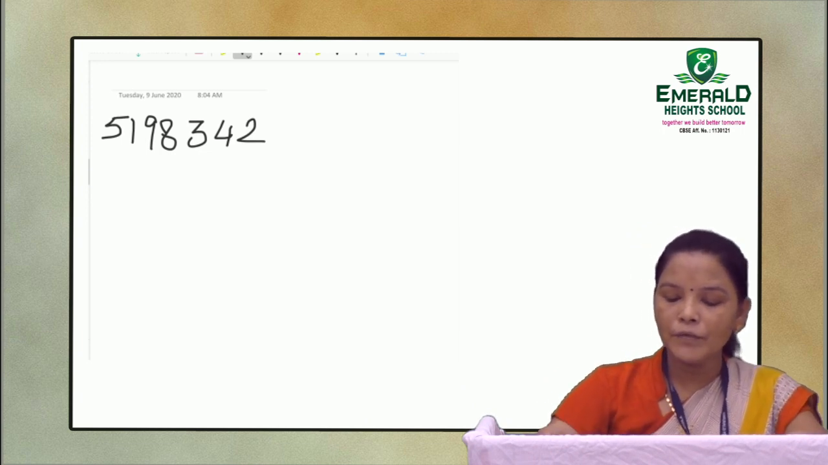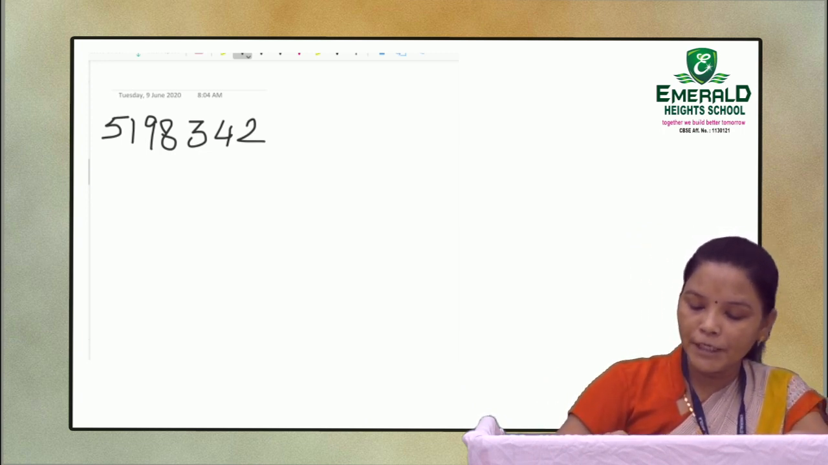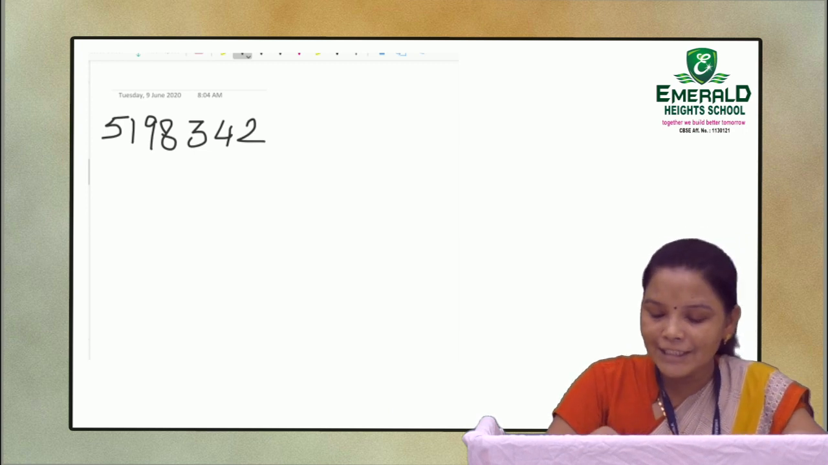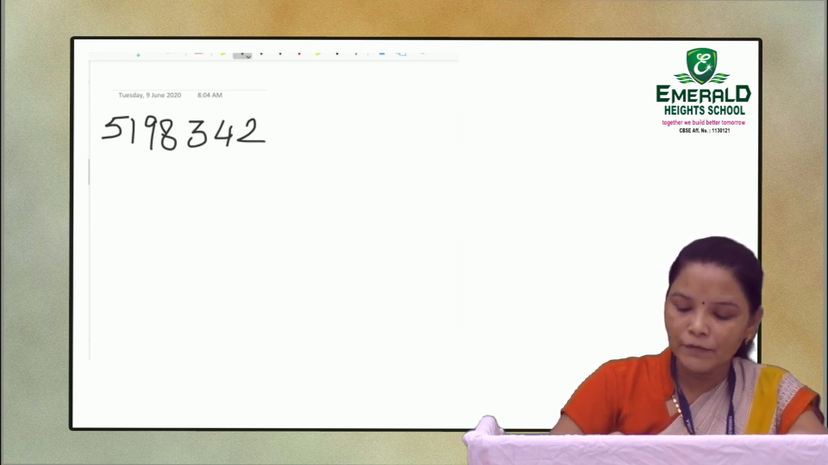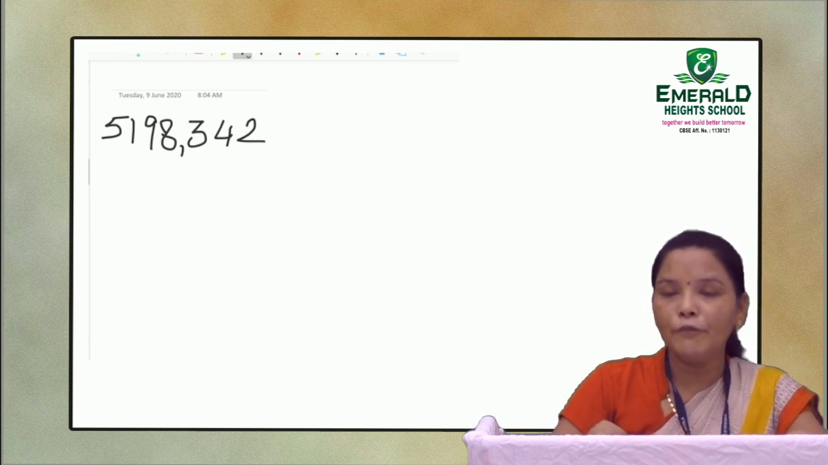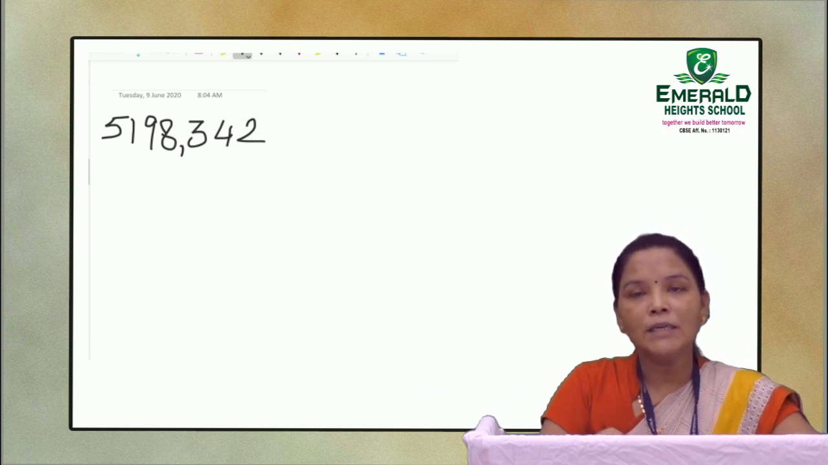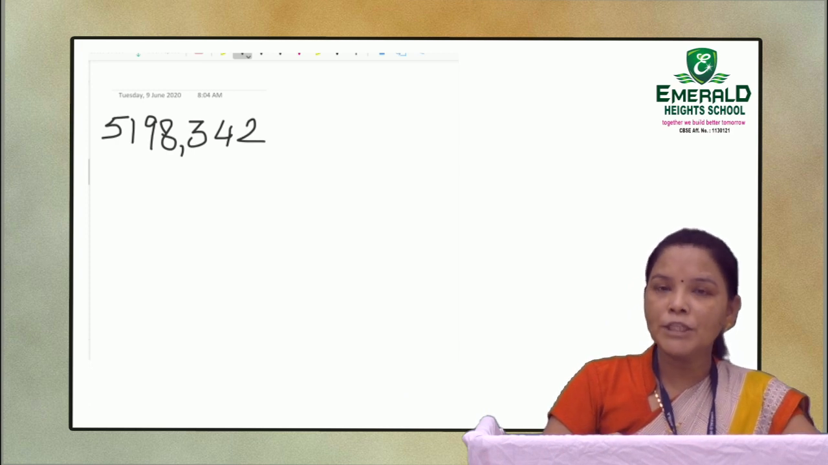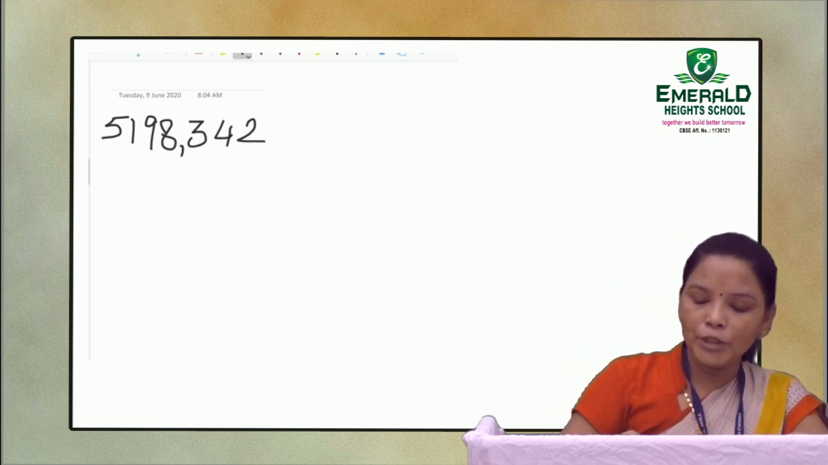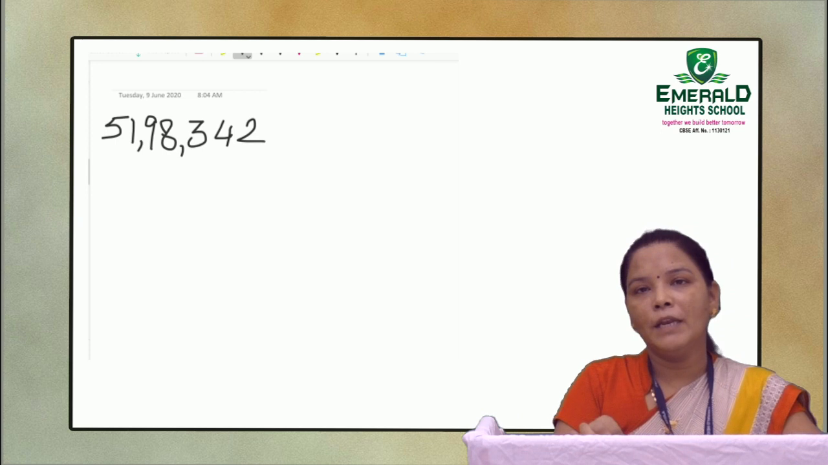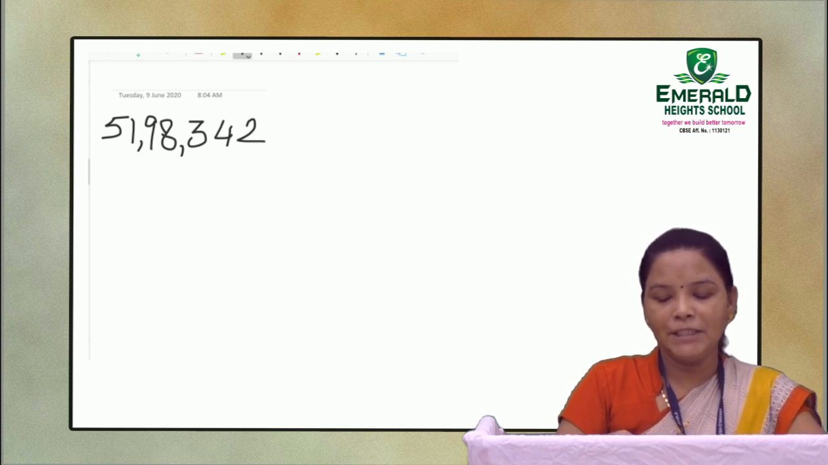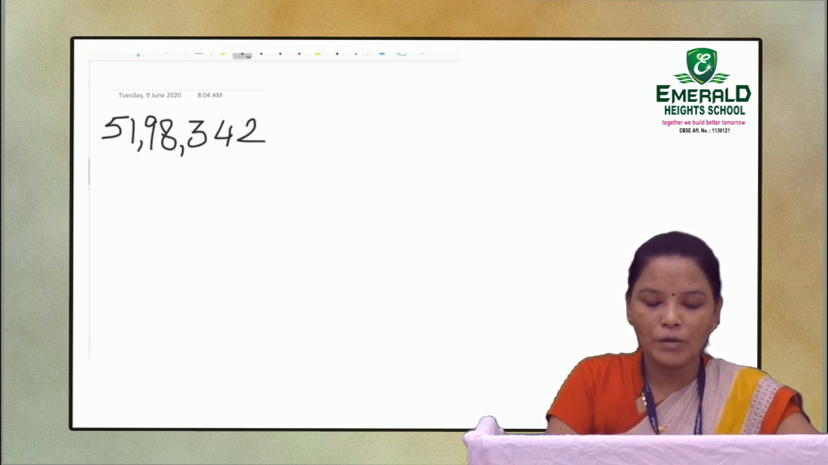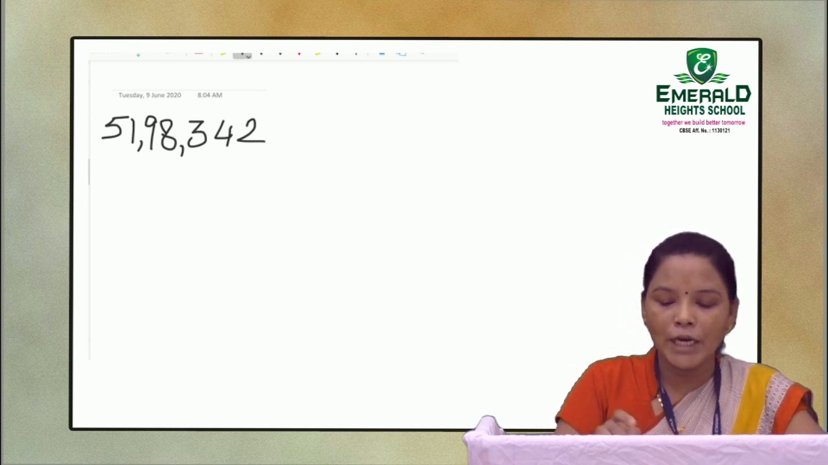First we have ones period. In ones period we need 3 digits, so from the right side we will leave 3 digits and give the comma in between 8 and 3. Then comes thousands period, and in thousands period we need 2 digits, that is 1000 and 10,000, so we will put the comma in between 1 and 9. And then we have lakhs period, where we can arrange 2 digits, and the 2 digits are 1 and 5.